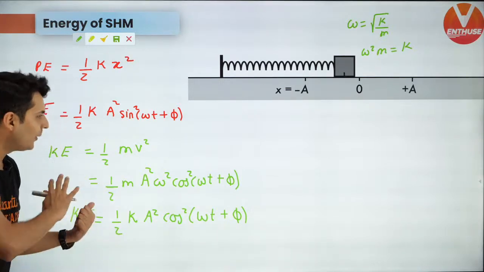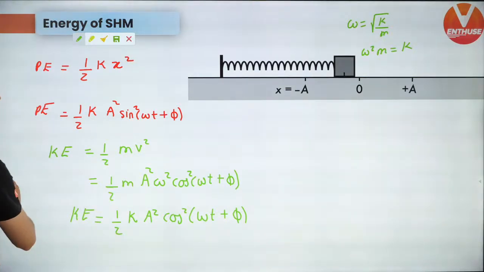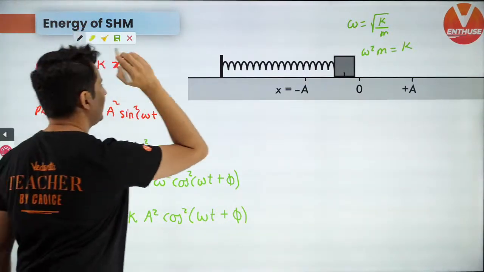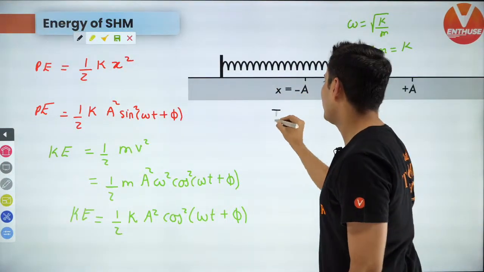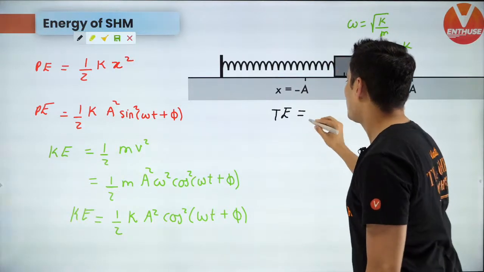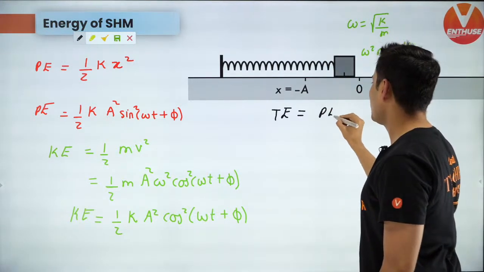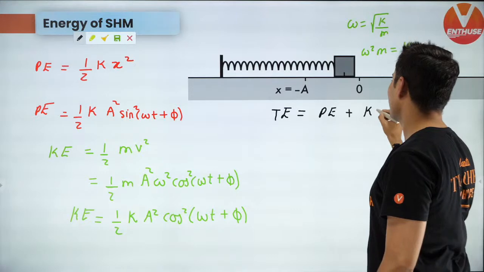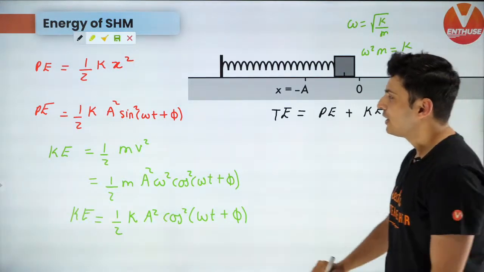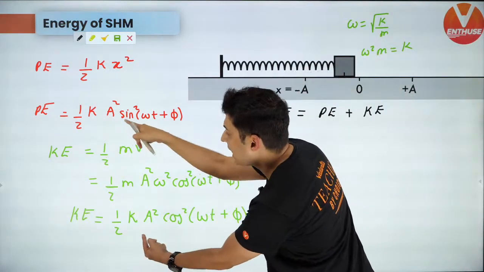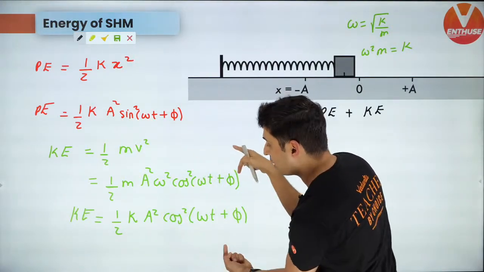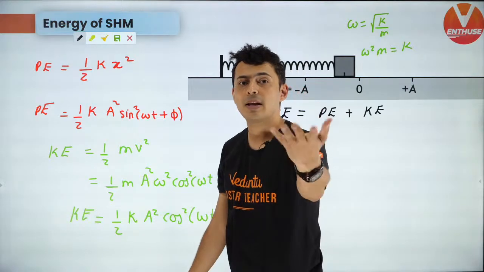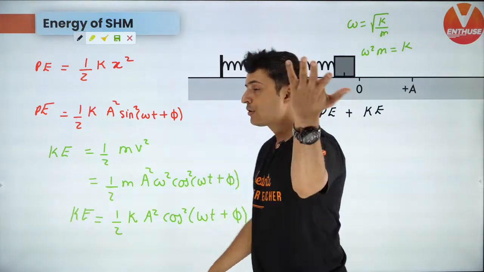Okay, so now what do you think will happen if I add this potential and kinetic? I will get the total energy. The total energy will be potential energy plus kinetic energy, guys. Now think about it. Half k a square is common, the bottom and top. Here you have sine square, here you have cos square. What is sine square plus cos square equal to? It's 1. So what will you get?